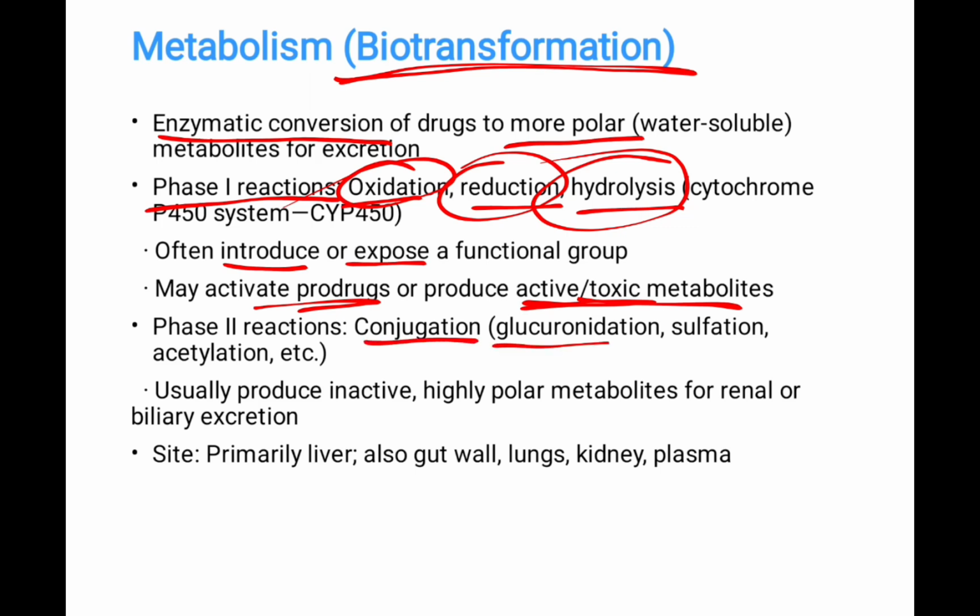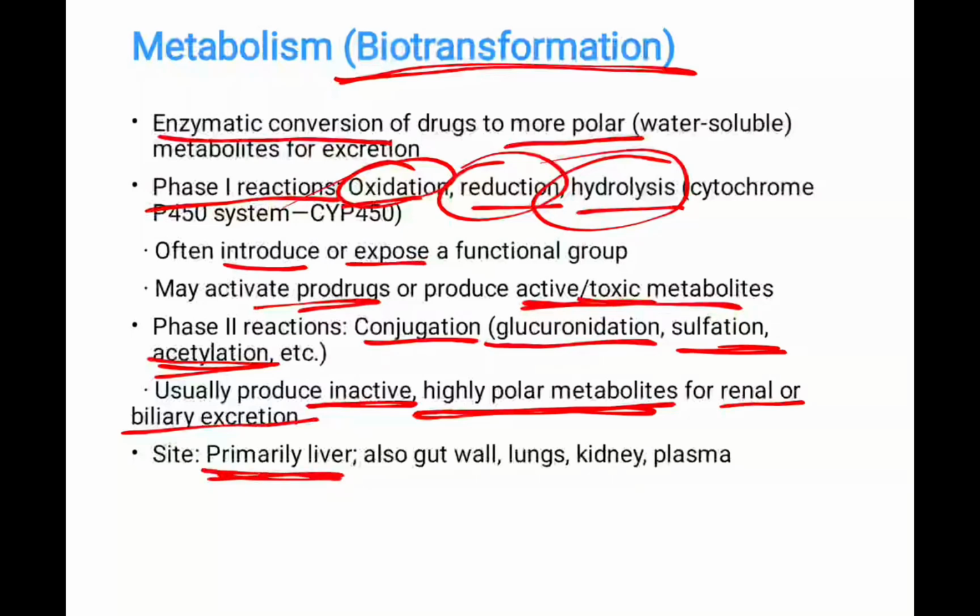Conjugation by glucuronidation, sulfation, acetylation. You are adding. Usually it produces what? An inactive drug. You are adding to this drug by either adding a glucuronide, sulfate, or an acetyl group. So when this is done, it produces what? An inactive drug. In most cases, it produces an inactive drug which is highly polar, so that it does not get reabsorbed. It's a highly polar metabolite for renal or biliary excretion. And the site of this metabolism is primarily or majorly the liver.